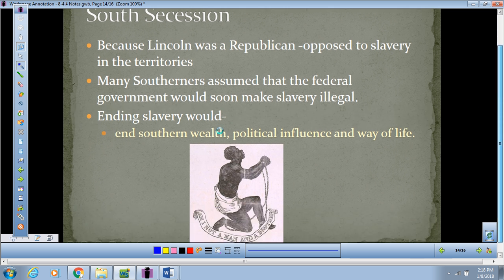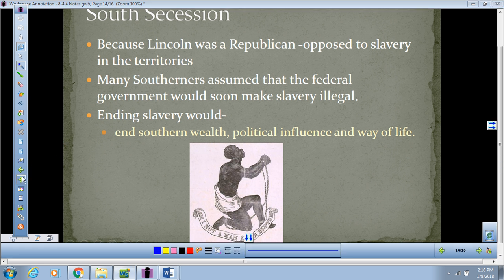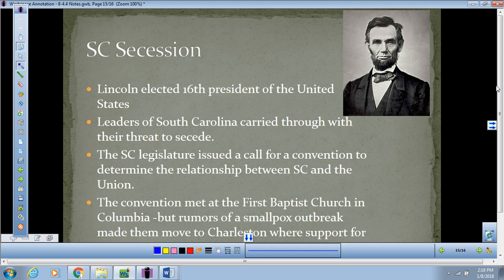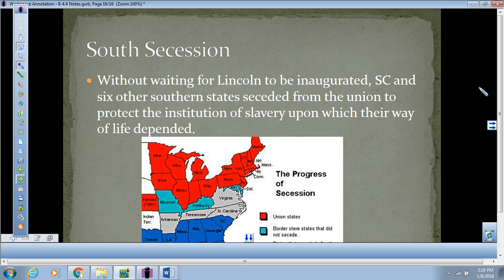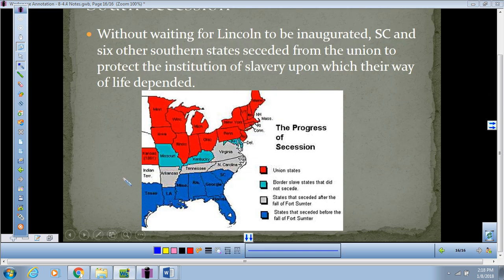And they said, yep. And soon after, 6 other southern states seceded. There were some border states which had slaves, but they didn't secede until later.